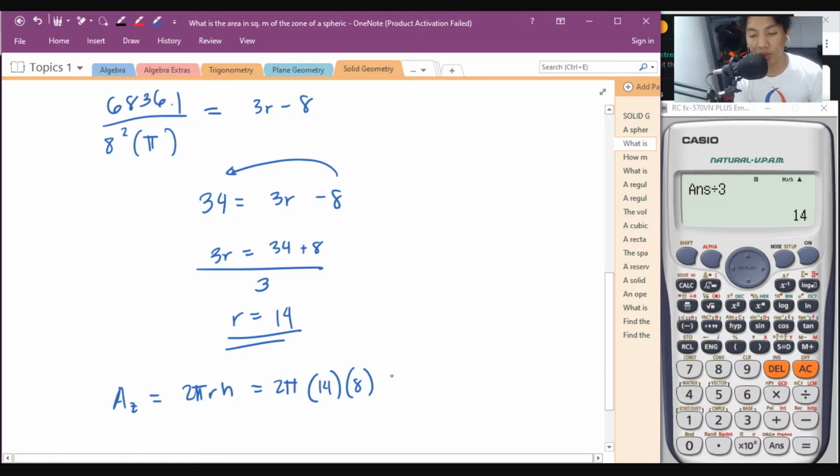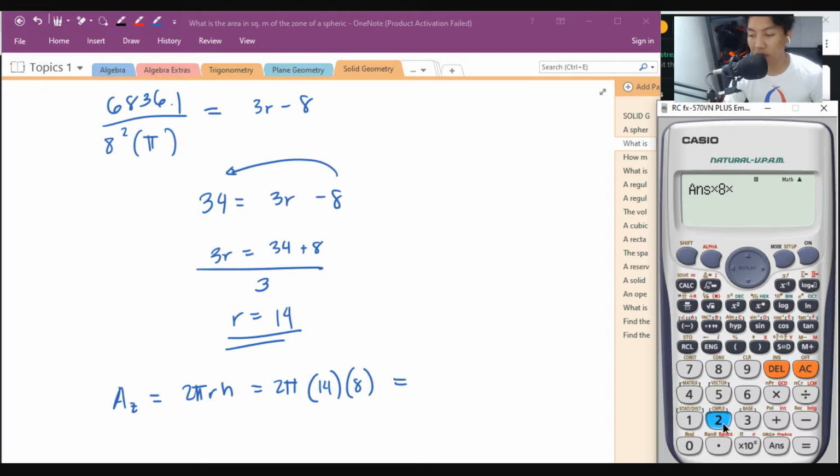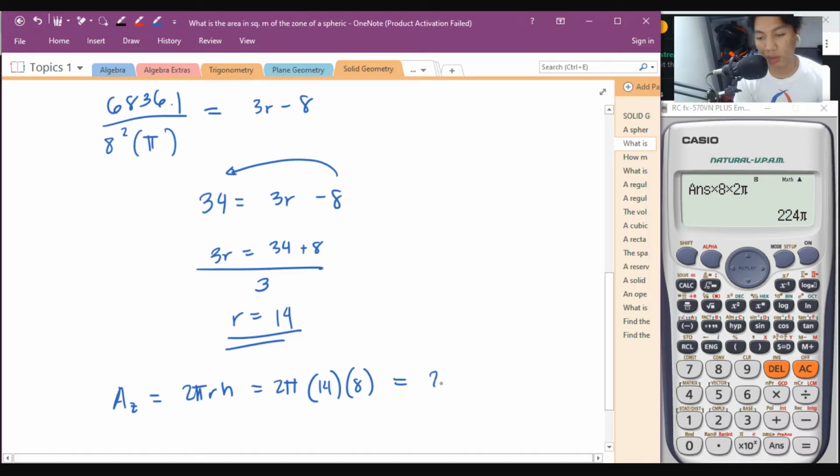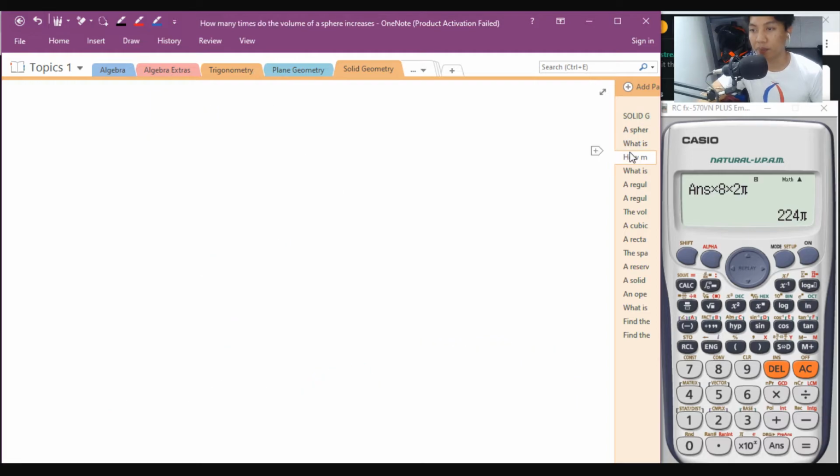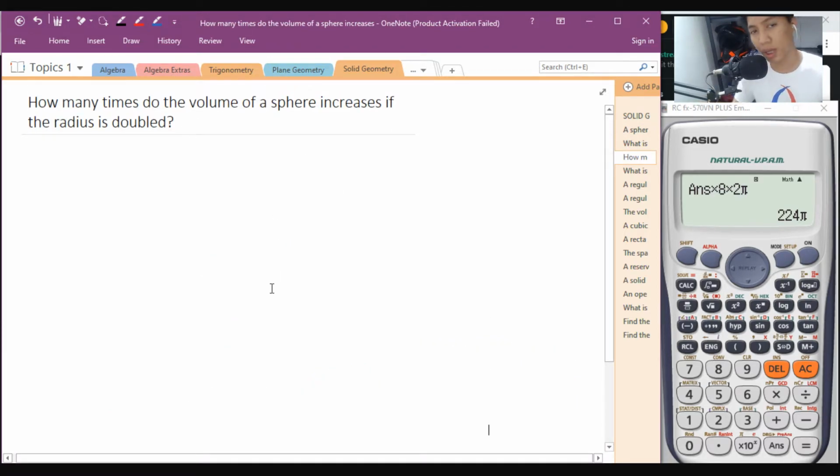So, ang answer will be times 8 times 2 pi. The answer will be 224 pi square meters. Yun lang po kadali yun. How about problem number 3? How many times do the volume of a sphere increases if the radius is doubled? Yung radius is doubled. Okay?